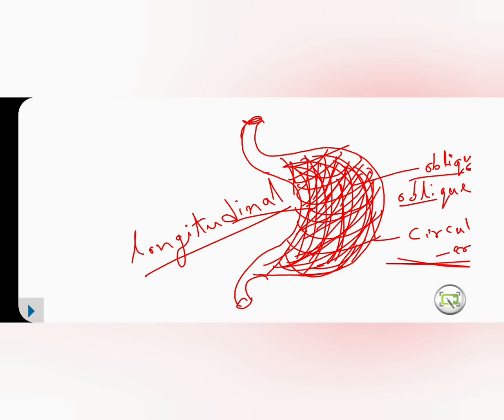Then what is the need of these three layers? Generally we chew food well and we swallow it. After that, food will be churned well by these three layers of muscles. These muscles contract and relax.